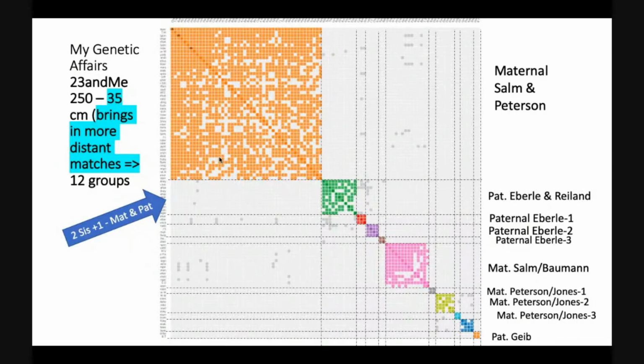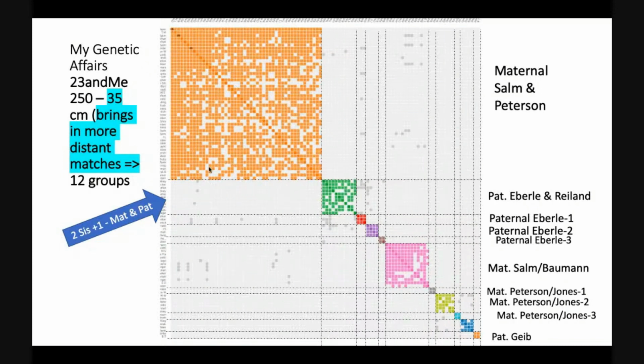So that's my explanation. You can always play around with it though on Genetic Affairs. Well, that makes sense because if you're matching on that many, I mean, they're closer in, and so if you're using this to kind of get a little further out, it helps to lower that number. Mm-hmm. Right.